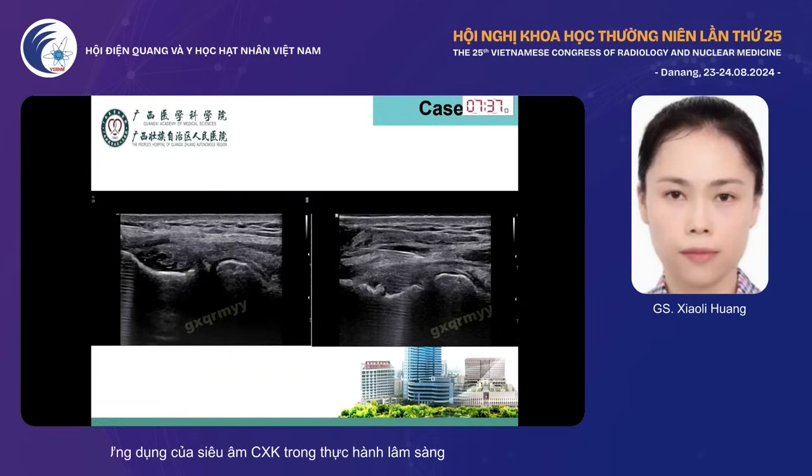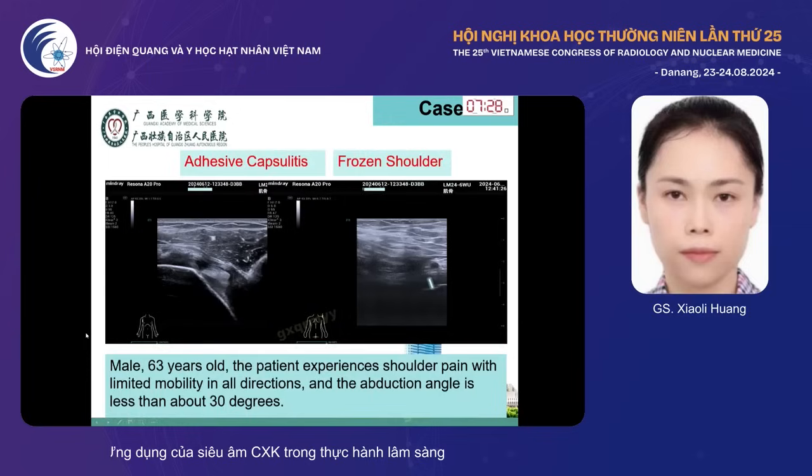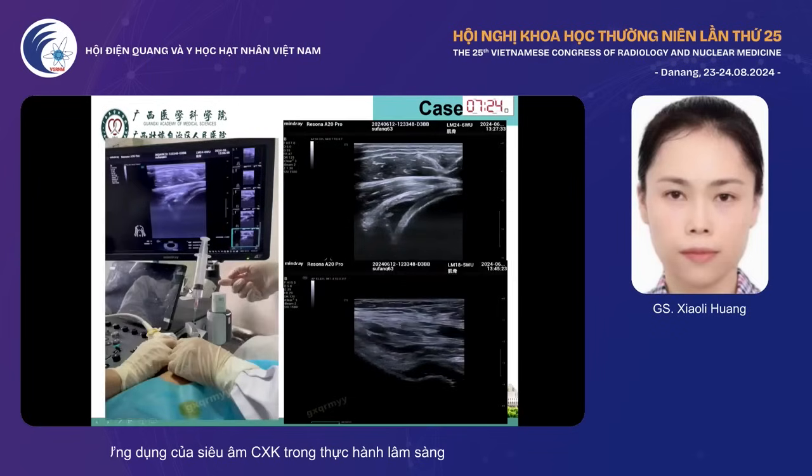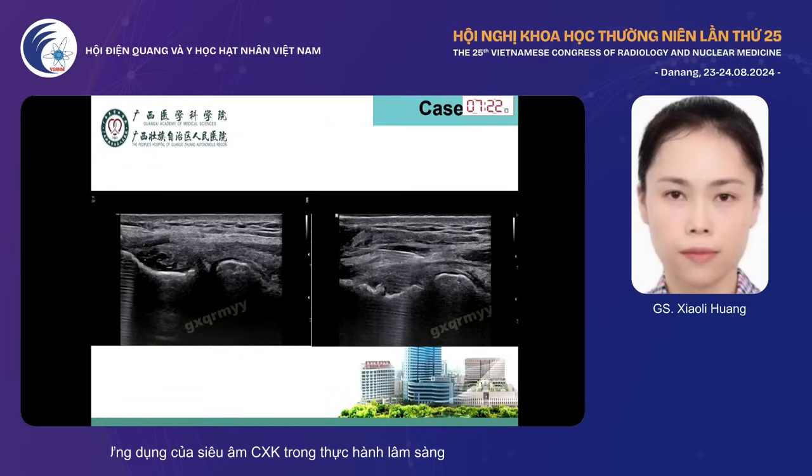We perform an ultrasound-guided injection treatment for this patient. First, we perform hydrodissection with saline on the surface of the common extensor tendon. Then, we treat it with ozone.